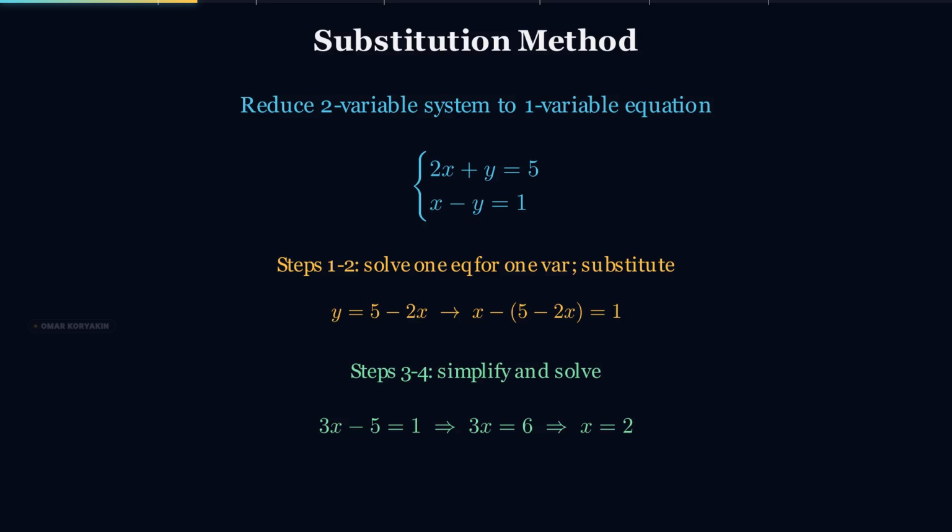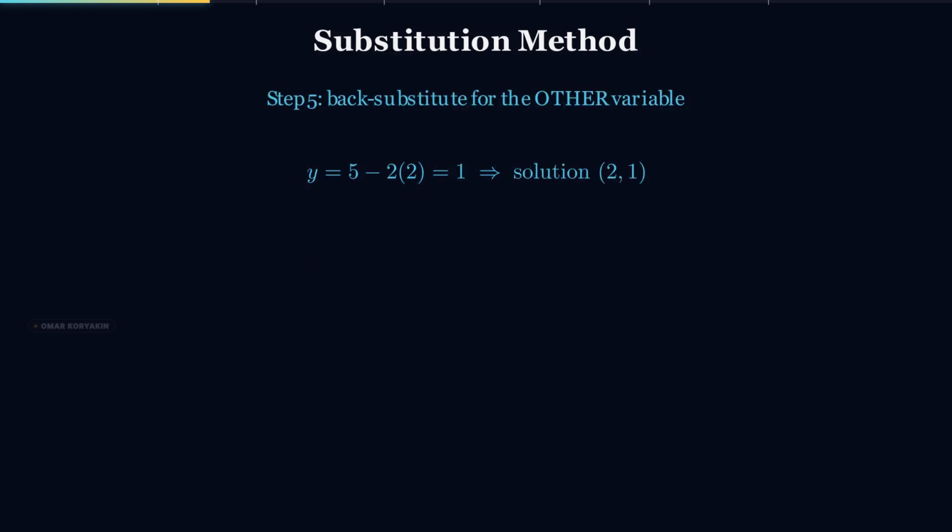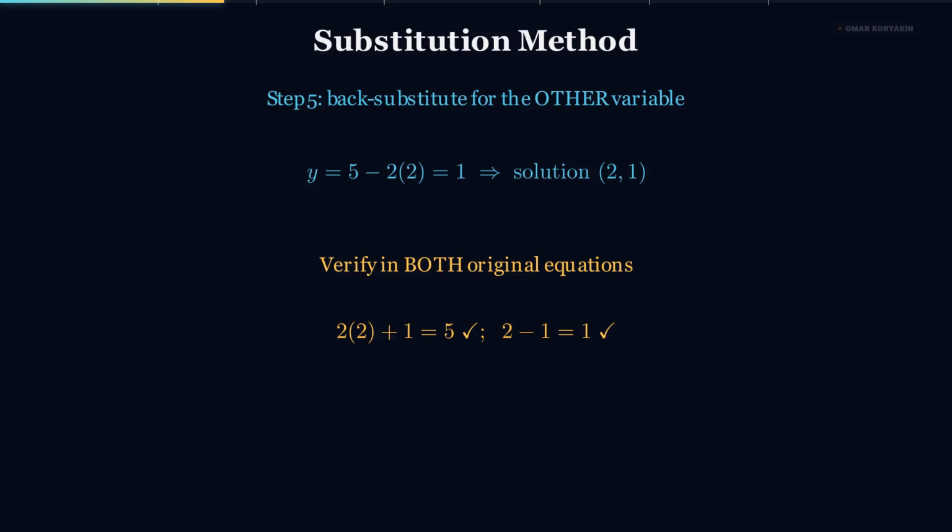Step 2 is substitute. Take the expression for the isolated variable and substitute it into the other equation, replacing every occurrence of that variable with the expression. The resulting equation contains only one variable. Step 3 is simplify. Distribute any multiplications across the substituted expression, combine like terms, and clear any fractions if convenient. The simplified equation is in the form of a standard one-variable linear equation. Step 4 is solve. Apply the Section 3 inverse operation procedures to isolate the remaining variable. The result is a specific numerical value for that variable.